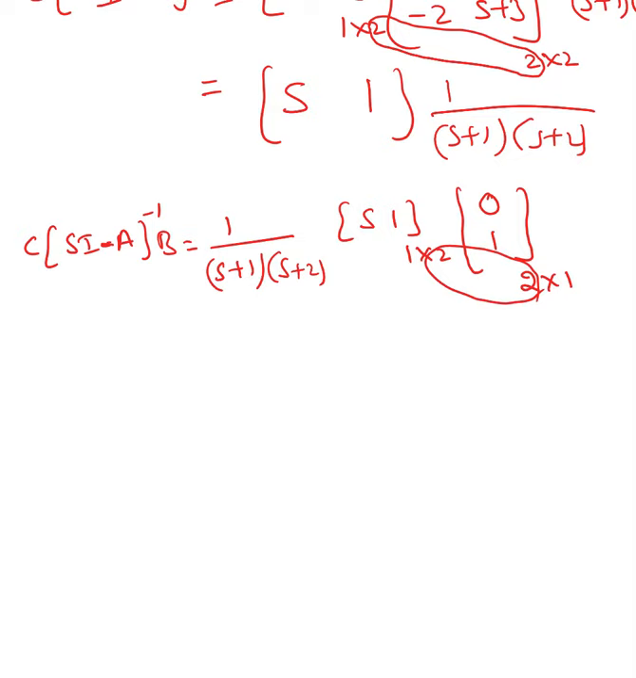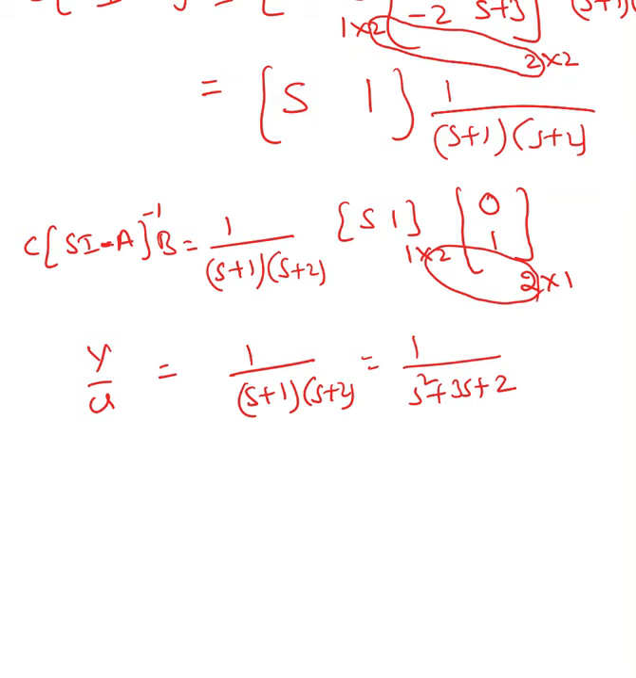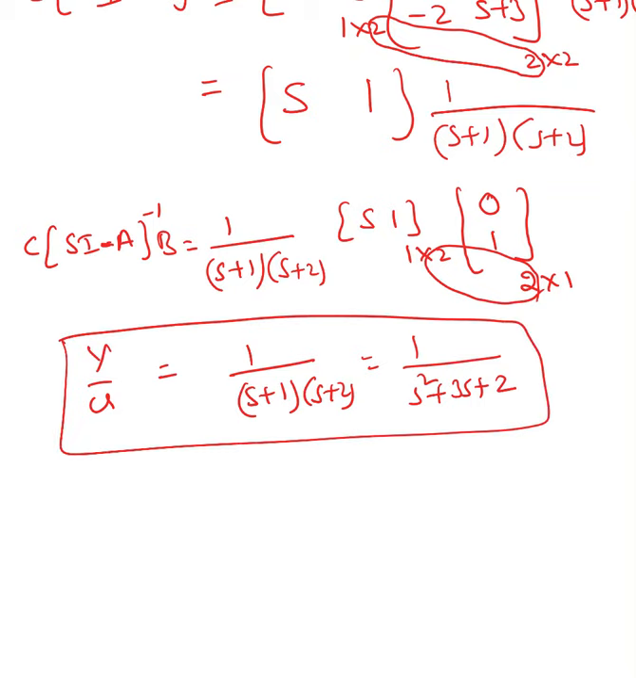Now the result is going to be 1 over (s+1)(s+2), or you can say 1 over s square plus 3s plus 2. This is Y over U in the s domain. If you want, you can convert this into the time domain, but as long as I see this answer, I'll give you full credit. So this is the transfer function. This denominator we call the characteristic polynomial. When we make it equal to 0, we call it the characteristic polynomial equation.